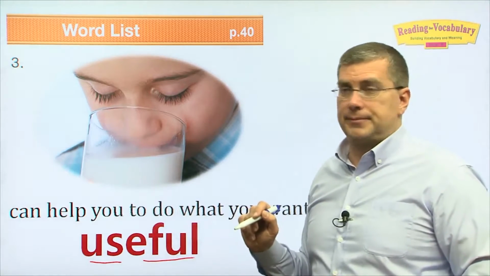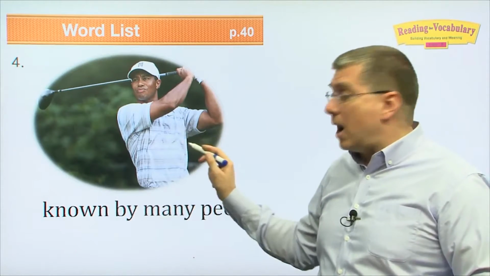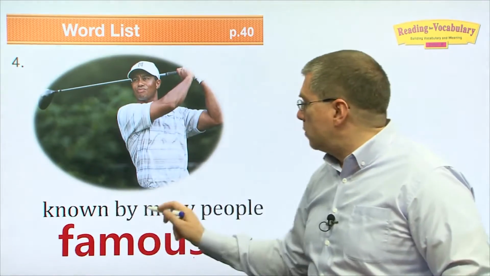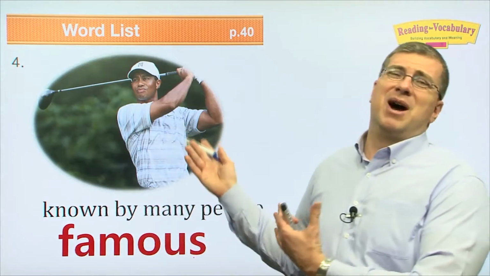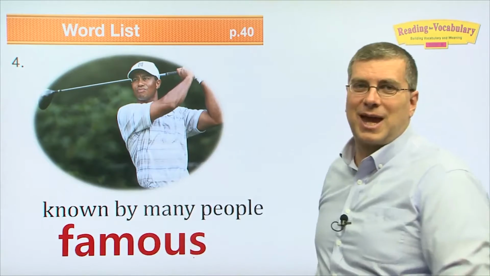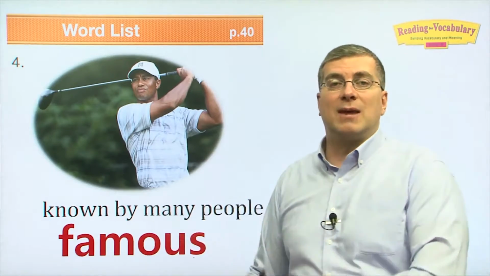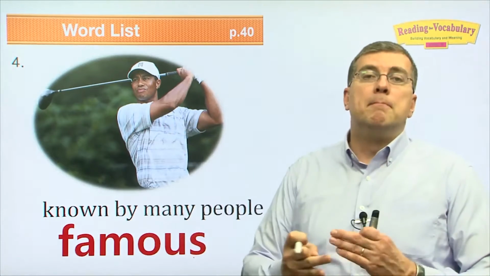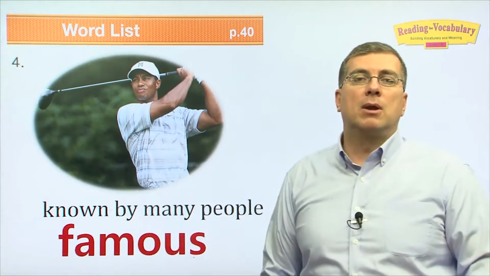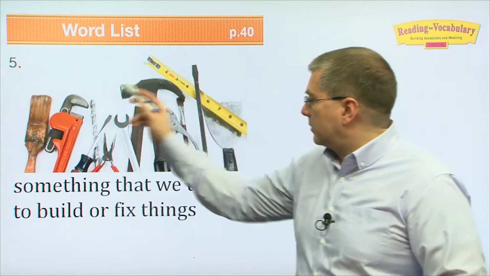Number 4, do you know him? Of course you know him. He is very famous, right? We know he's Tiger Woods, known by many people. Everybody knows Tiger Woods, right? He is very famous, okay? So if somebody is known by many people, that person is famous. Like sports stars, movie actors and actresses, singers, okay? These people are famous.